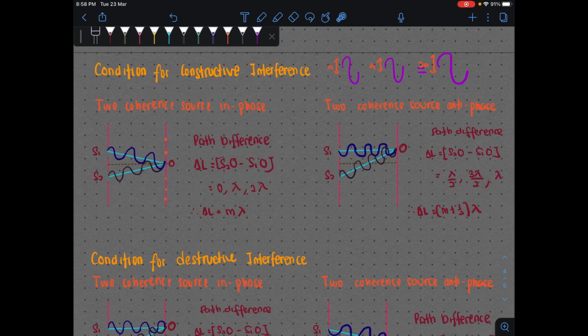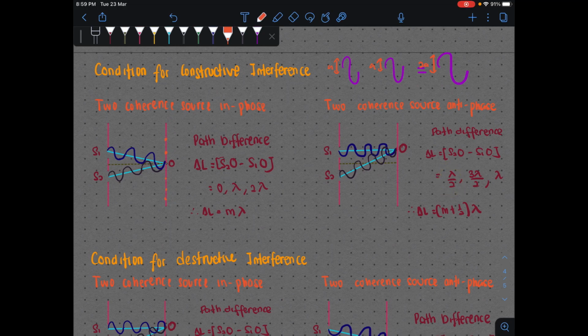Okay, for anti-phase in constructive interference, as you can see here, they started in different phases. So you're going to have 1 wave here, 2 waves, 3 waves, 3.5. We have 3.5 here. Below, 1 wave, 2 waves, 3 waves and 4 waves. So the difference between these 2 waves is lambda over 2.